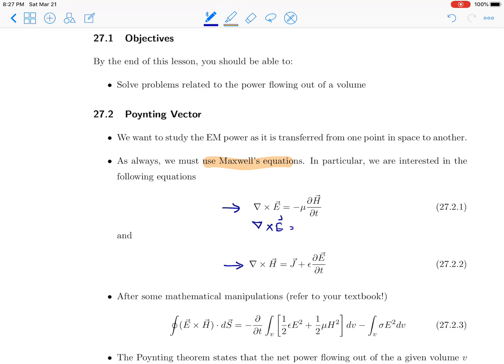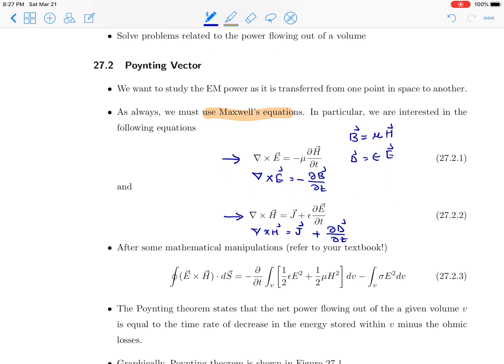Remember, the original formula was something like this. And the underlying assumption here is that the medium is linear and isotropic. Similarly, Ampere's law was something like this. And the fact that we have a linear medium and isotropic, which means epsilon, or epsilon relative, as well as mu, are independent of direction, means that B is actually mu times H, and D is epsilon times E.